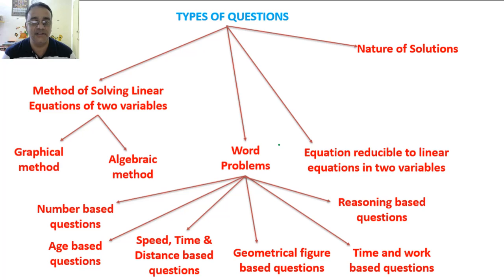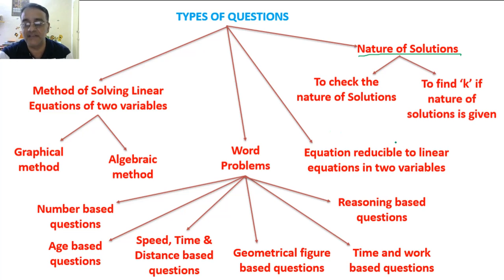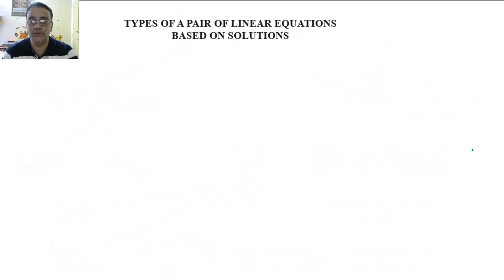So let us start with first of all graphical method. So before that, nature of solution में भी दो type का questions हैं. One is to check the nature of solution and to find the value of k if nature of solution is given. Okay, now we'll move towards types of a pair of linear equations based on solution.